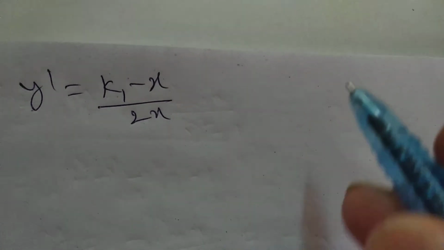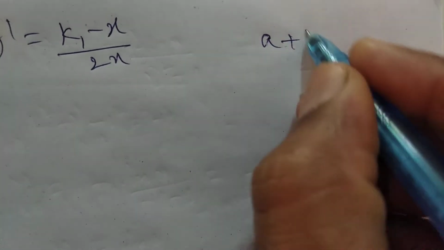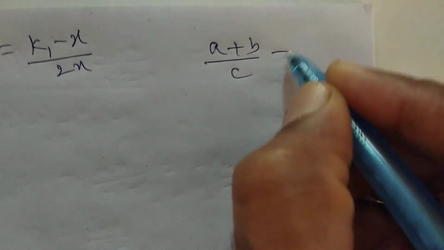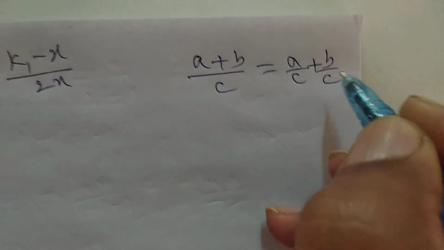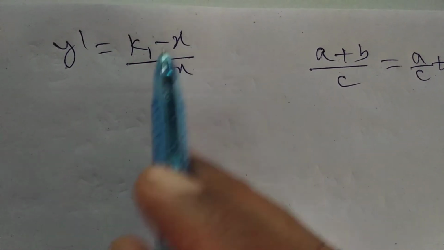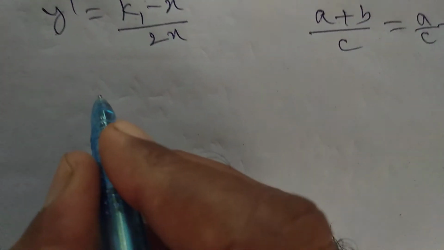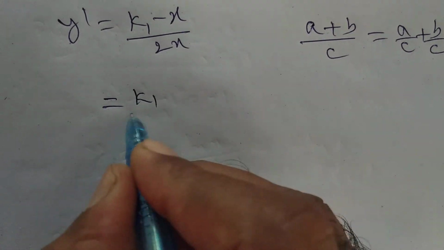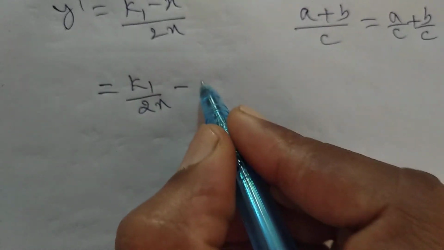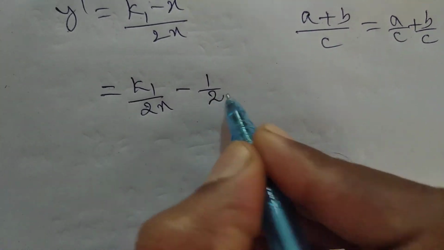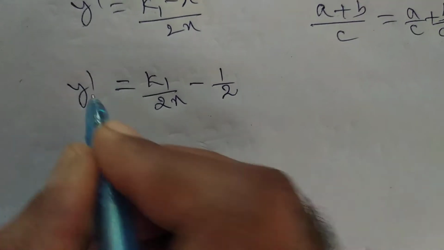So how to solve this one? Already we know a plus b by c. How to write a plus b by c? A by c plus b by c. Same thing, k1 minus x is the one term divided by 2x. So that can be written as k1 by 2x minus x by 2x. What happens? x becomes cancelled, 1 by 2. So y dash is equal to this one.